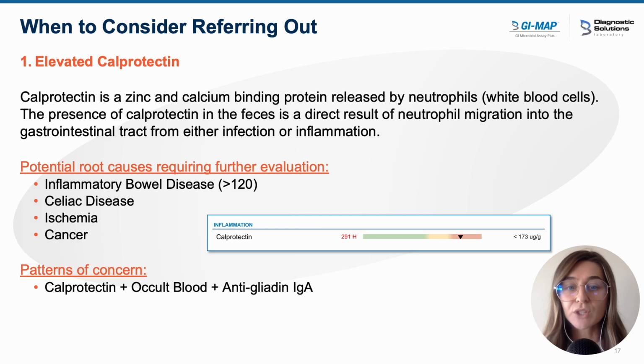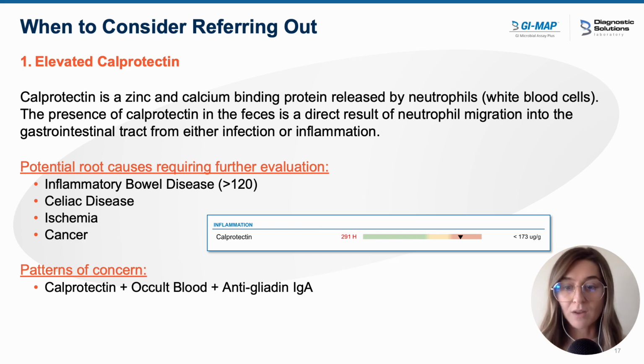So some patterns of concern is when you're seeing a heightened or an elevated level of calprotectin with also an occult blood, like a positive blood in the stool, and also seeing anti-gliadin IgA being elevated. So if you're seeing these patterns, that would start raising some concern, and I would start asking some questions to this patient of, have you ever had testing for celiac disease before?